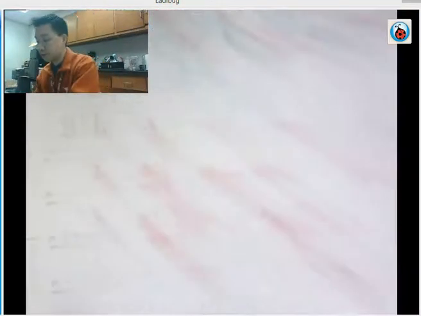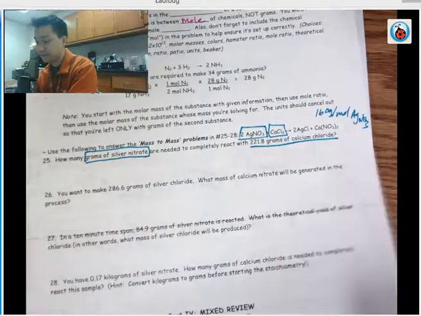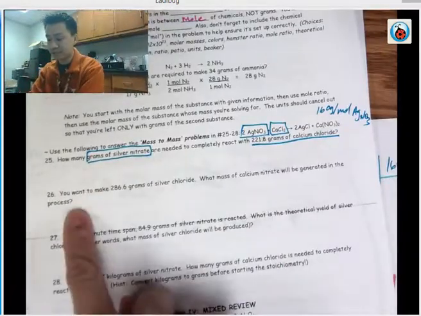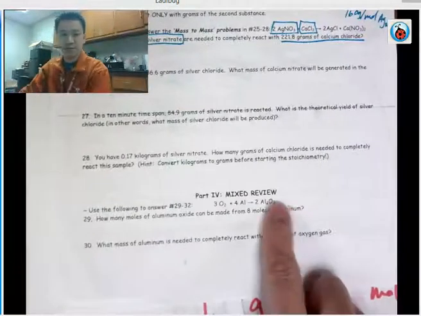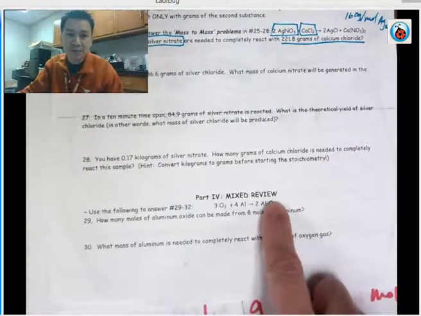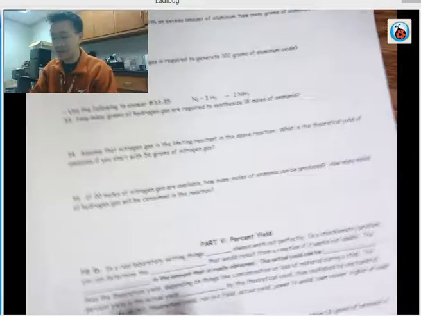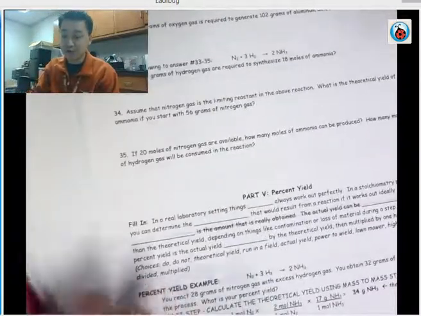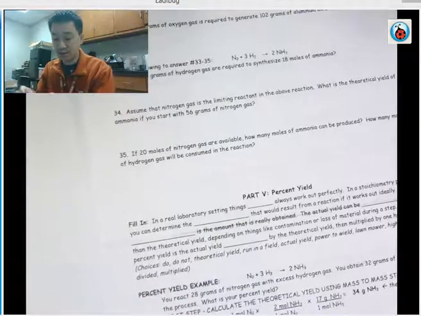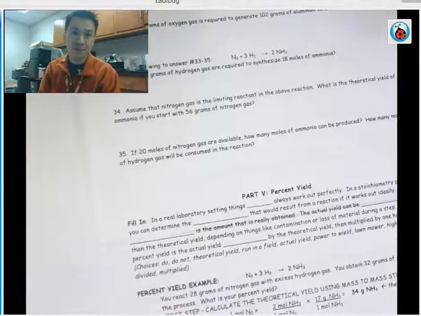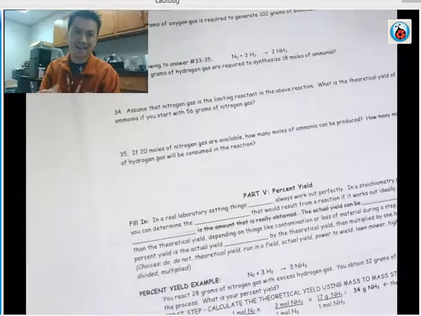Okay, so your assignment is to go ahead and finish 25, 26, 27, 28. And then mixed review. It's going to review a little bit of everything. It could be 2-step, 3-step, 4 steps. So number 30 through 35. Finish that, and you have gone a very long way. The most difficult part of this unit is already done, and it's not even that bad.